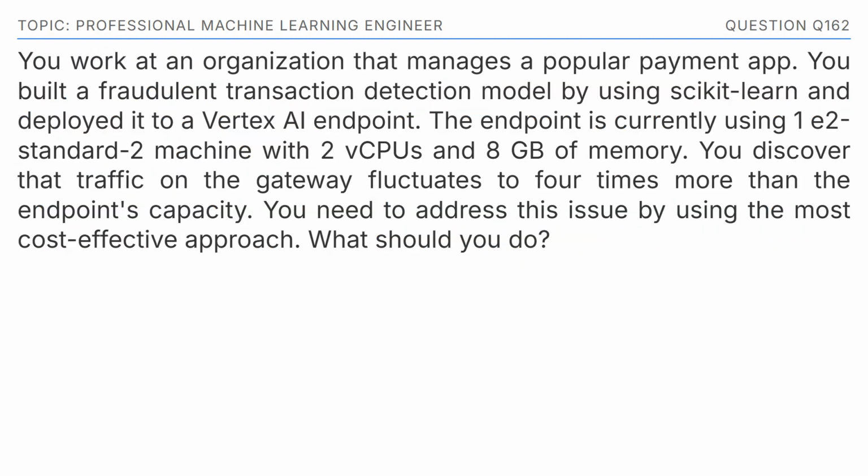You work at an organization that manages a popular payment app. You built a fraudulent transaction detection model by using scikit-learn and deployed it to a Vertex AI endpoint. The endpoint is currently using one E2 standard 2 machine with 2 vCPUs and 8 GB of memory. You discover that traffic on the gateway fluctuates to 4 times more than the endpoint's capacity. You need to address this issue by using the most cost-effective approach. What should you do?